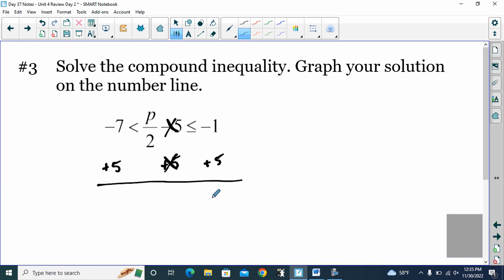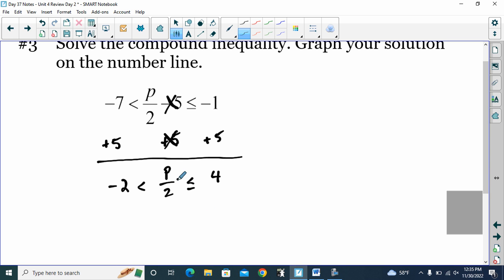Negative 1 plus 5 is 4. Here I've got p over 2. Negative 7 plus 5 is negative 2. I did not multiply or divide by a negative, so my inequalities stay the same. I am dividing p by 2. We cancel division by multiplication. I'm going to multiply by 2, and if I do it in the middle, I need to do it over here, and also do it over here. 2 times negative 2 is negative 4. 4 times 2 is 8.